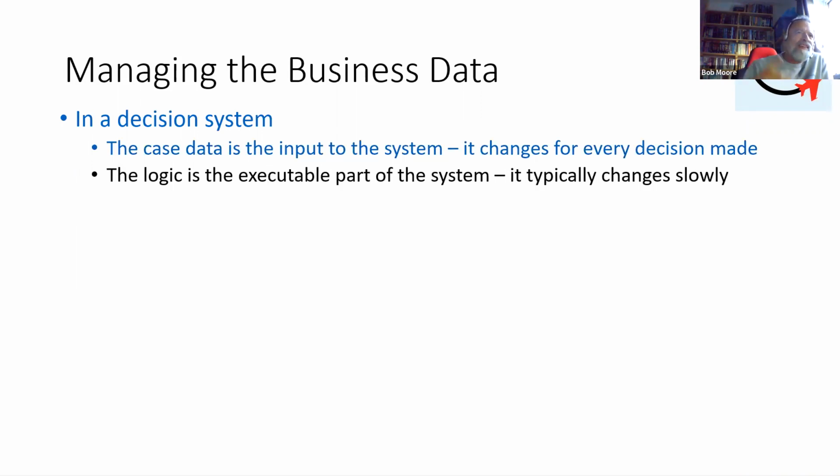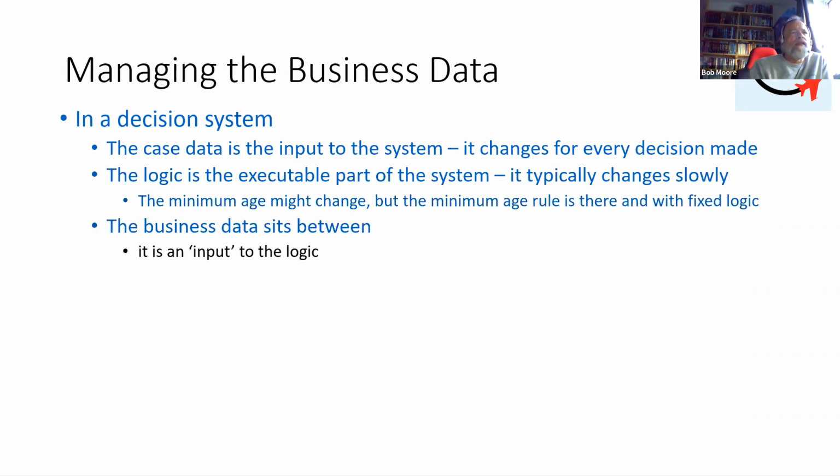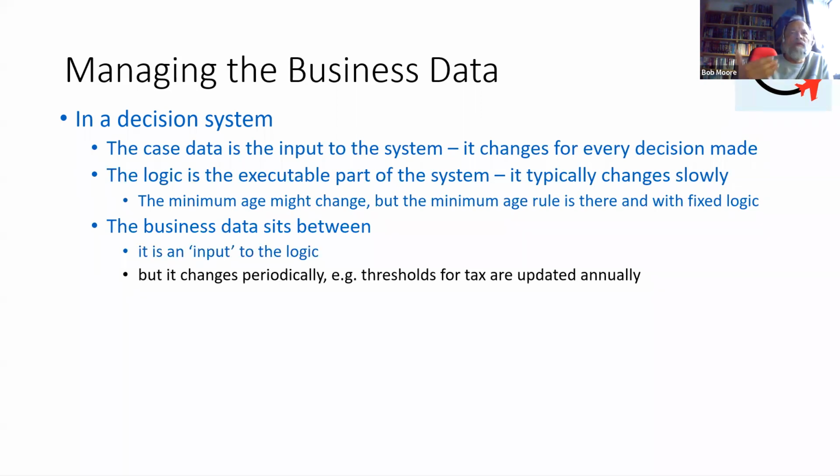The logic is the executable part of the system, and that is typically going to change fairly slowly. So we might change the minimum age, but the minimum age rule will always be there, and the logic associated with it isn't going to change. The business data sits between that in the sense that it's an input to the logic, and it changes periodically. As an example, which will come up frequently, the thresholds for taxes are updated annually in the UK. So there is a periodic change to the business data.